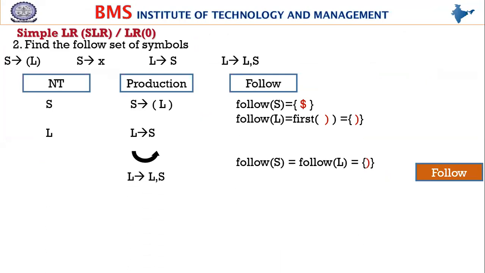Yeah, and next, L has the second production. L produces L comma S. So there are two non-terminal symbols on the RHS, L as well as S, and there is a comma.